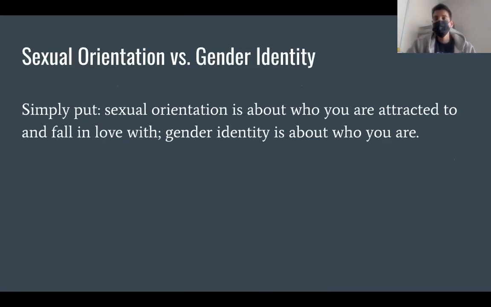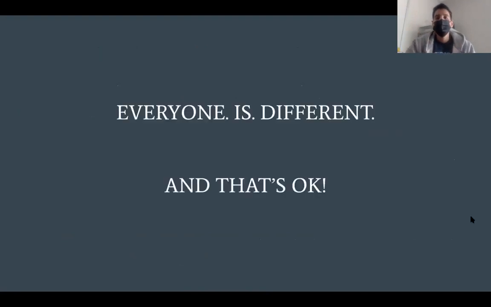So what's sexual orientation versus gender identity? Simply put, sexual orientation is about who you are attracted to and who you fall in love with. Gender identity is about who you are internally and what you feel. So that's my kicker, what I'm trying to get at. Everyone is different, and that's okay.